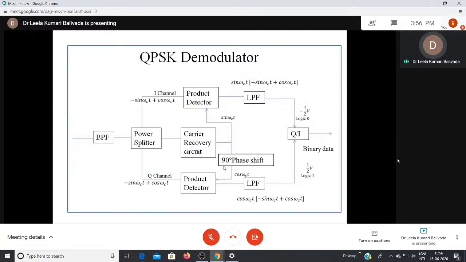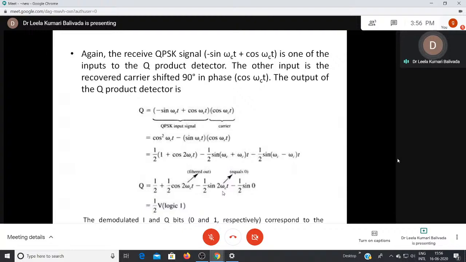The product detector inputs are cos omega Ct and minus sin omega Ct plus cos omega Ct. Therefore, at the Q channel, minus sin omega Ct plus cos omega Ct is multiplied by cos omega Ct. So this is the QPSK input signal and this is the carrier. We multiply these two, so that we get Q equals 1 by 2 plus 1 by 2 cos 2 omega Ct minus 1 by 2 sin 2 omega Ct minus 1 by 2 sin 0. These double frequency components are again suppressed by the low pass filter, so at the output of the Q product modulator we get 1 by 2 volts, which is represented as logic 1, demodulated as logic 1.